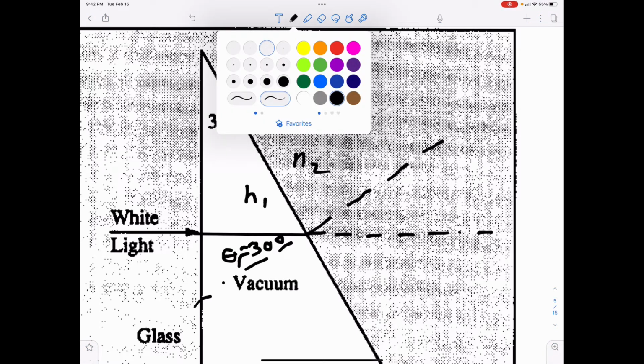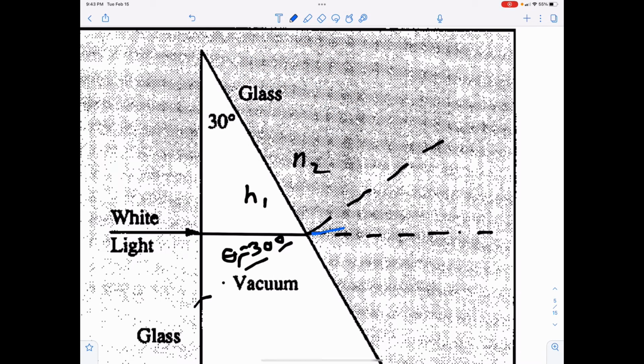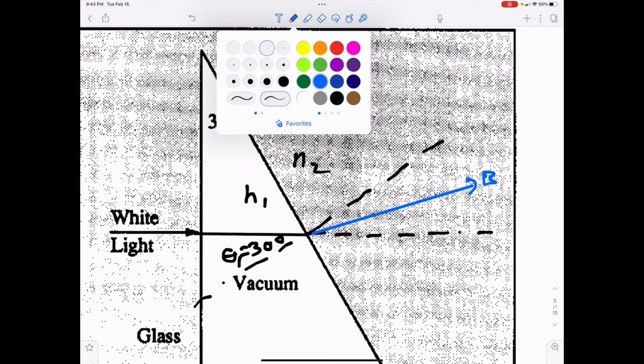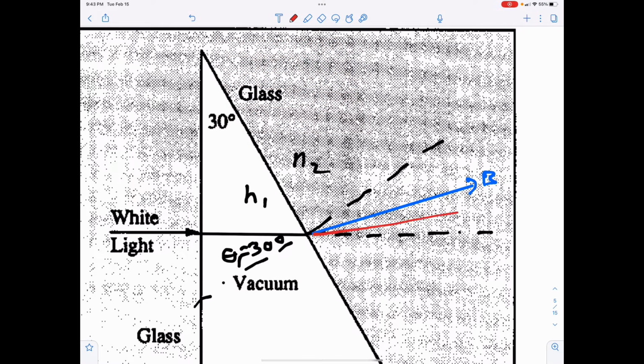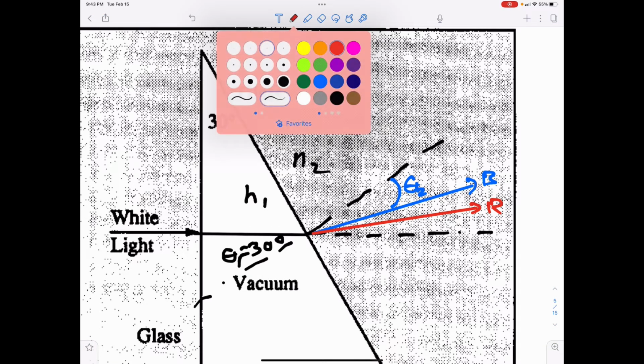Which one's going to bend closer to the normal? The one with the higher index of refraction. So I would expect blue to bend closer to the normal like this. Then I would expect red to bend a little farther from that normal. Okay, so in other words, blue is going to have a smaller theta 2 than red will.